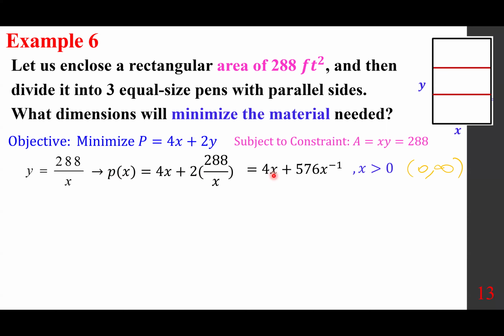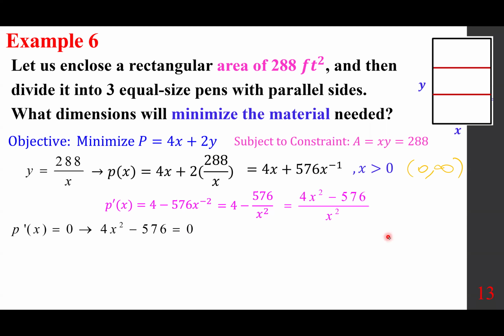We get P prime of X, which becomes 4 minus 576 X to the power of -2. So this is calculus. And since we want to set this equal to 0 and so forth, we're going to take this down. So this is calculus, this is algebra. Now this is 4x squared minus 576 over x squared. We are taking a common denominator. And so if you set it equal to 0, a fraction is 0 when the top is 0.